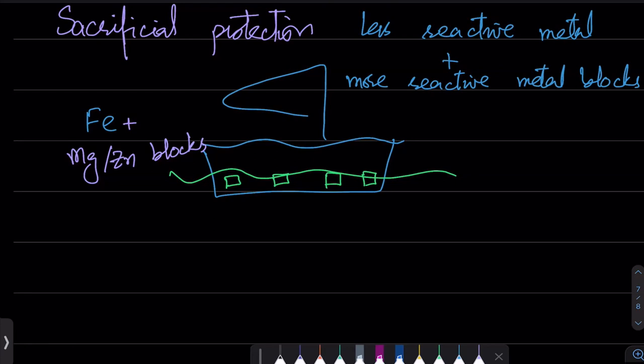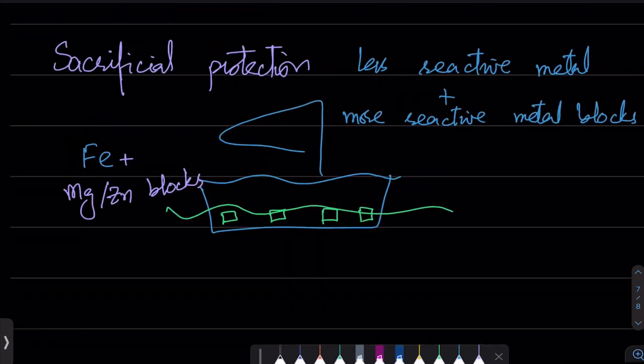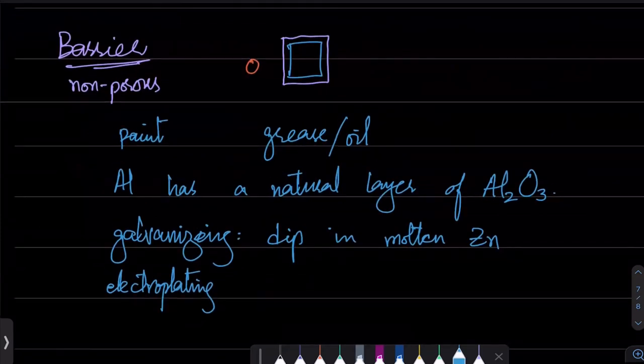Copper is pretty less reactive. So copper ki cheezon ke upar hume is tarah se aksar nahi karna padta. Lekin phir bhi hum use karte hain. For example, we use plastic coating as well. Matlab, another barrier that we can have is plastic coating.